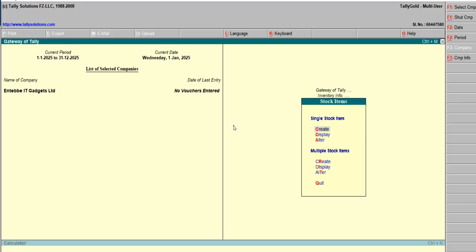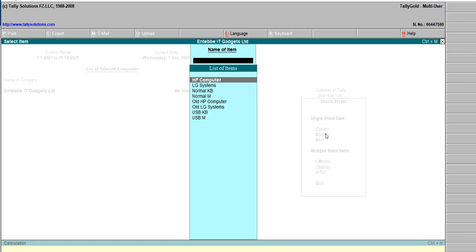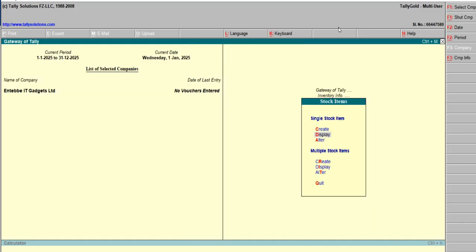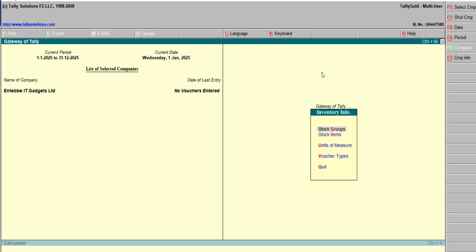So escape. Let us look at the stock items, the single stock items display. Let's try to look at what we have. We have HP, we have LG systems, we have normal KB, normal M. We have the old HP computers, all the LG systems, USB keyboards. Then you also have the USB mouse. So these are different stock items which we have.